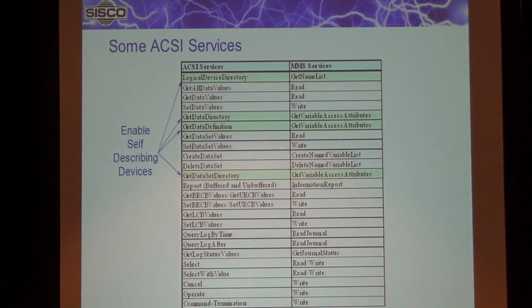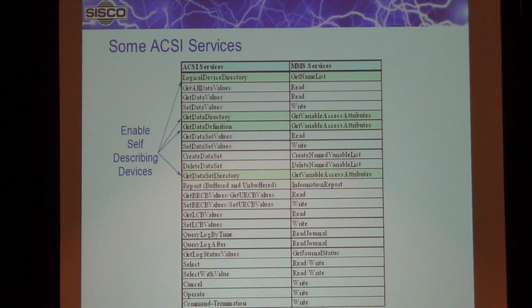The services are abstract here in this column, like get logical device directory, get dataset directory, create dataset, delete dataset. These things get mapped into a set of MMS services, and I'm just kind of showing here in green that some of these services that exist are discovery services that allow a client to make a request to the device and get a list of the logical devices that exist. And once you have the logical device name, you can get a list of the logical nodes that are in that device, and so on. This is how discovery works with 61850, and it's one of the unique things about it.